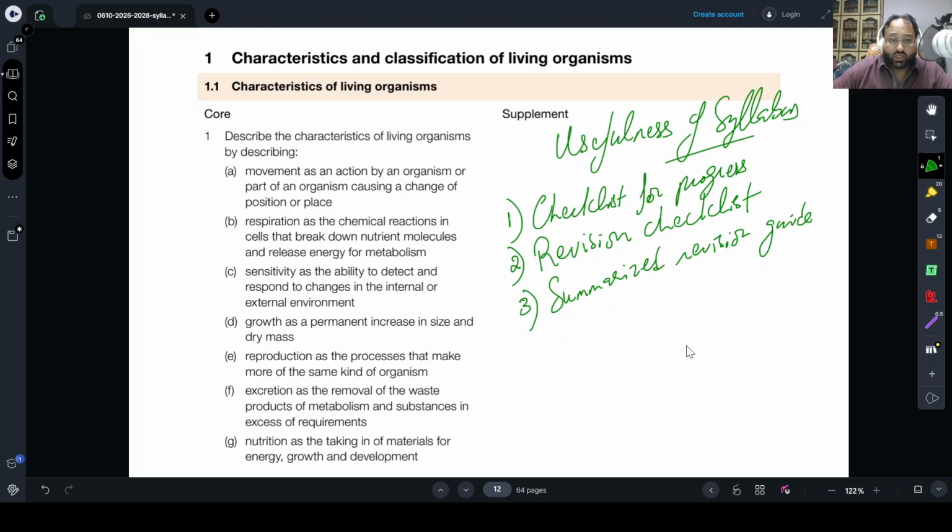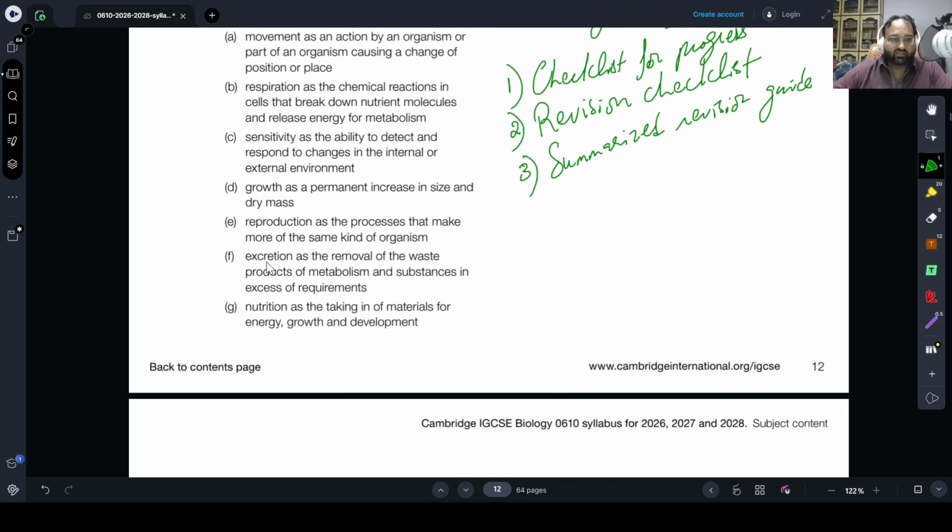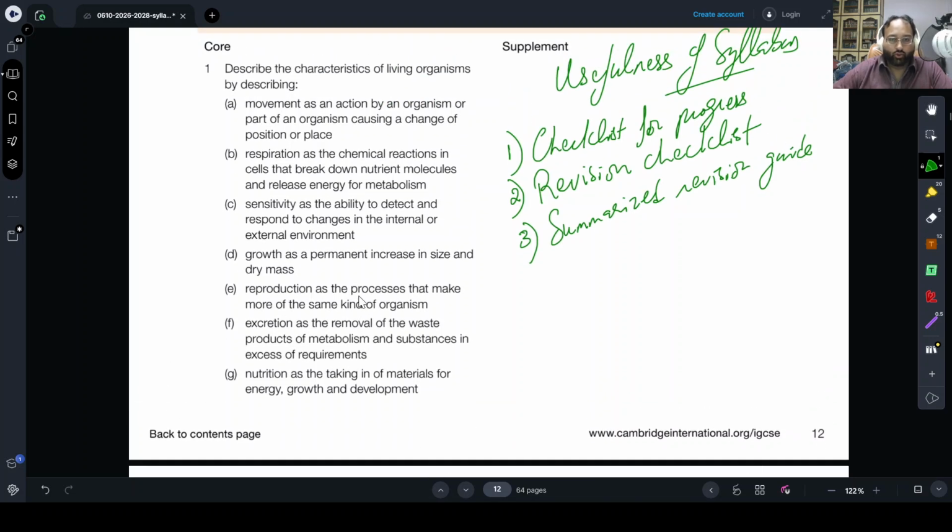Now, how does that work? You can see that the way they're describing the characteristics of living organisms is that movement is an action by an organism or part of an organism causing a change in position or place. So they're defining what movement is according to the syllabus. They are defining what respiration is: a chemical reaction in cells that breaks down nutrient molecules and releases energy for metabolism. Excretion is the removal of the waste products of metabolism and substances in excess of requirements. So they're not only telling you that you should know this, they're also telling you what you should know. Did you get that?